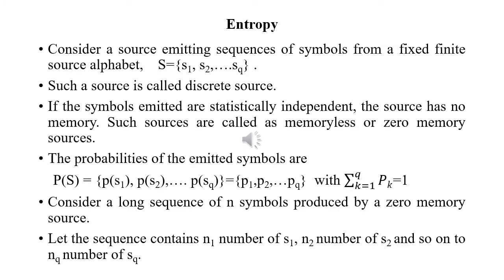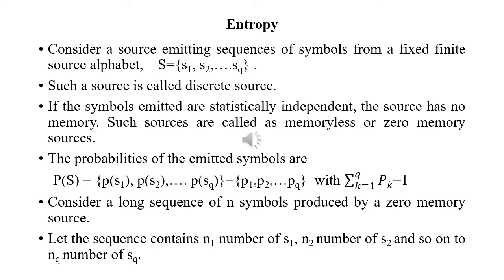Next topic is entropy. Consider a source emitting sequences of symbols from a fixed finite source alphabet S equal to S1, S2 up to SQ. There are q number of symbols. Such a source is called a discrete source. If the symbols emitted are statistically independent, the source has no memory, and such sources are called memoryless or zero memory sources. The probabilities of the emitted symbols are given by P equal to P of S1, P of S2 up to P of SQ, and this can also be written as P1, P2 up to PQ, where summation Pk will be equal to 1.